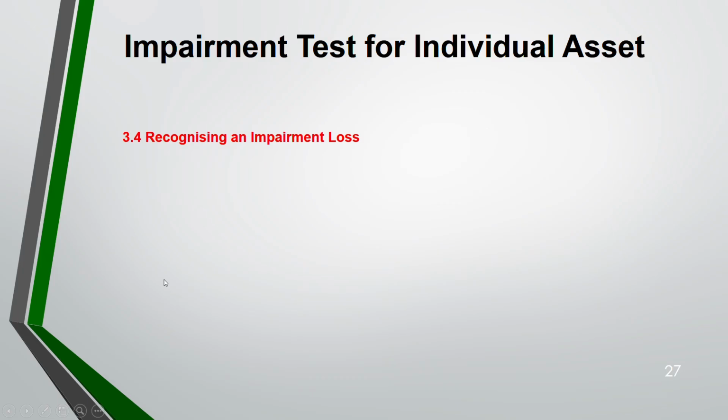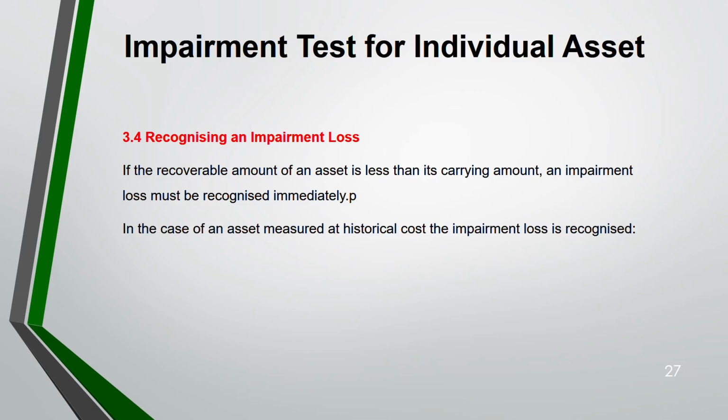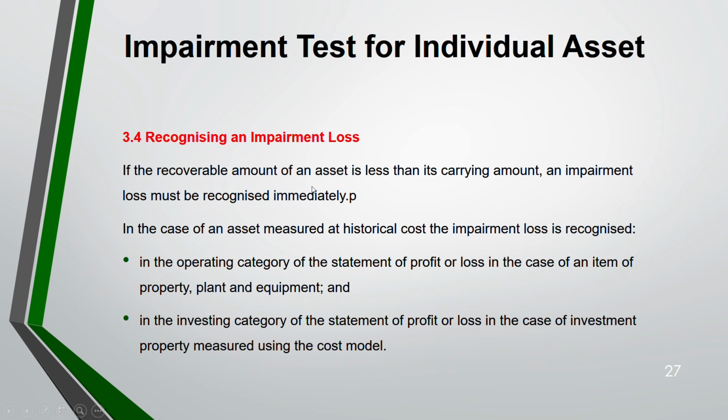Now, recognizing an impairment loss. An impairment loss occurs when your recoverable amount is less than the carrying amount. So you have to recognize an impairment loss. If your asset has been measured at historical cost, the impairment loss will be recognized in the operating category of your statement of profit and loss if it is property, plant and equipment, and in the investing category if it is investment property measured using the cost model.